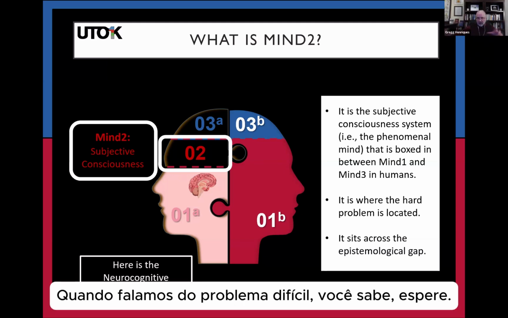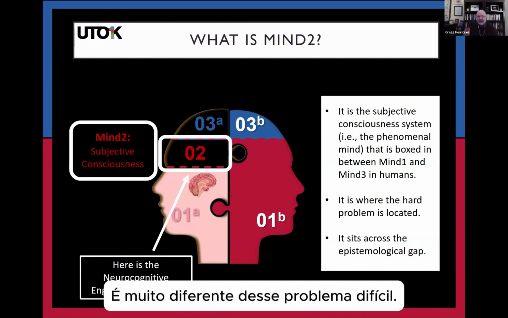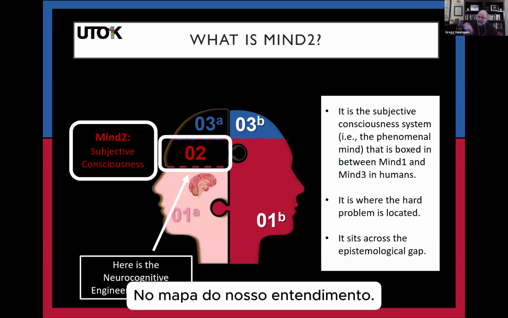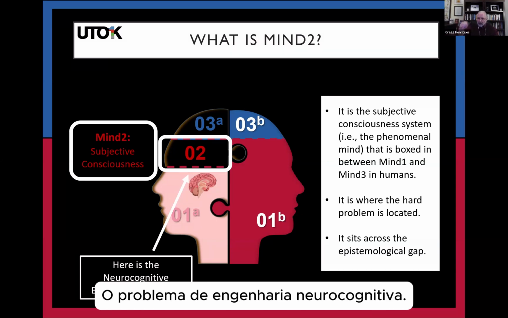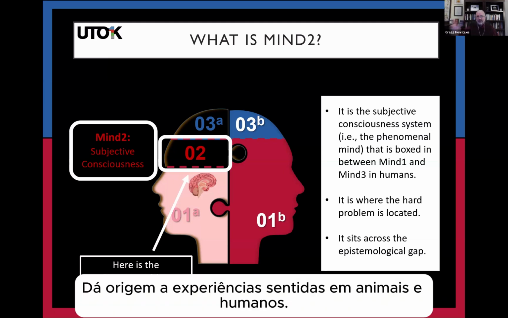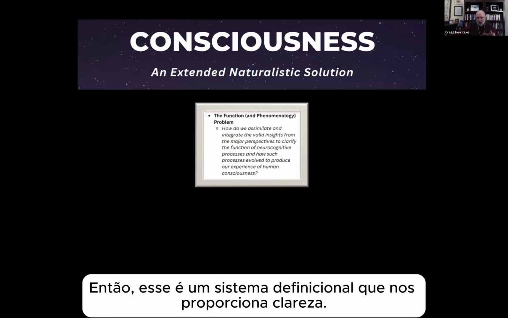But by the way, folks, when we're talking about the hard problem, the Galileo thing is very different than this hard problem. That's the neurocognitive engineering problem. It's a totally different location on the map of our understanding. The neurocognitive engineering problem is the cognitive problem of how brains give rise to felt experiences in animals and humans. So that's a definitional system that enables us clarity.